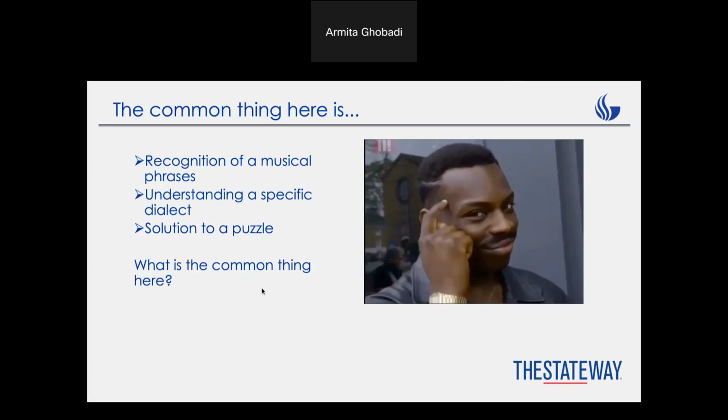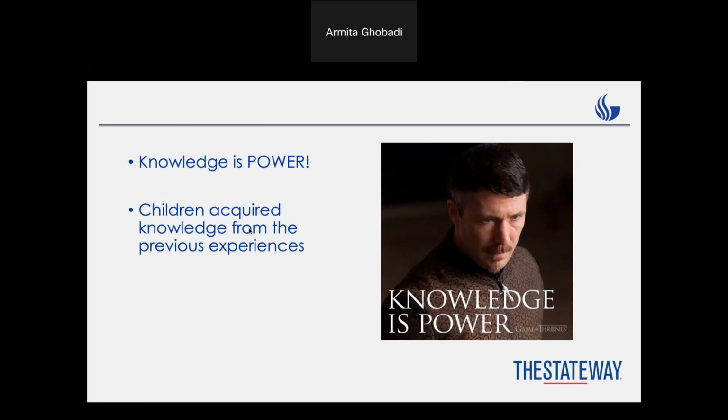Here we have different problems in front of us. For example, recognition of musical phrases, understanding a specific dialect, a solution to a puzzle. So what is the common point here? I will give you a minute. All of them have one common thing.